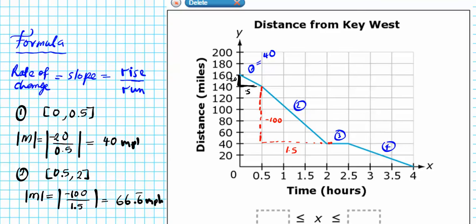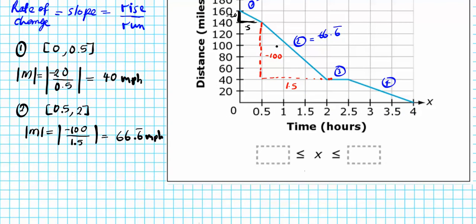Now, does this make sense if you take a look at it? It should, because this line is steeper than that line. So the speed here should be greater than the speed here. And guess what? If you look at the other intervals, none of them is as steep as this. So you can automatically conclude that this has the greatest speed. But let's just do the rest, so I make sure you understand what's going on here and how to calculate slope and rate of change.